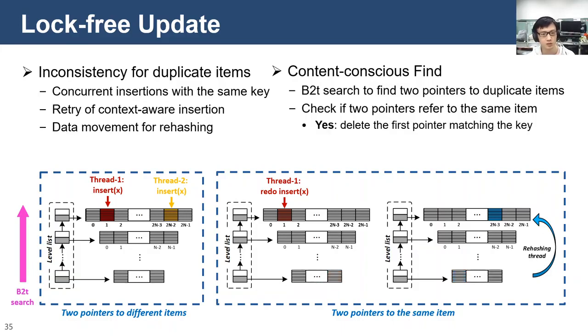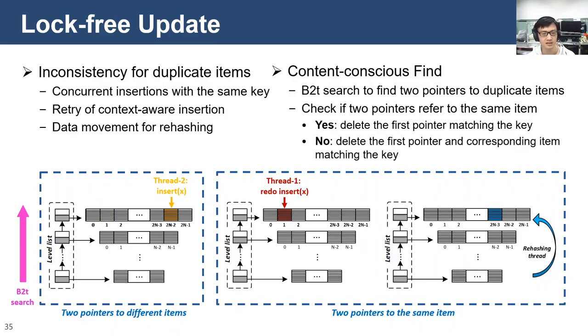If two pointers refer to the same location, indicating the duplication due to the retry or context-aware insertion or data movement for rehashing, we delete the first pointer matching the key in the search. Otherwise, delete the first pointer with the item, since we only keep one item for concurrent insertions with the same key. After the find, we get at most one item matching the key for update.